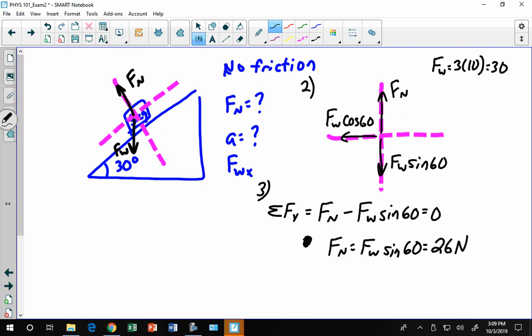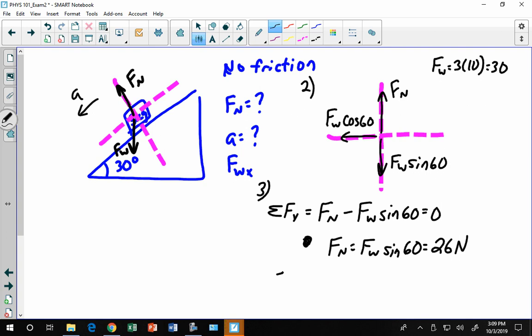Okay, I could ask you other things. Like I would likely ask you, what is the acceleration? And so the acceleration is going to be in the x direction. For example, I know that this object is accelerating down the inclined plane. It's certainly not accelerating up the inclined plane, right? There's no force to pull it up the inclined plane.